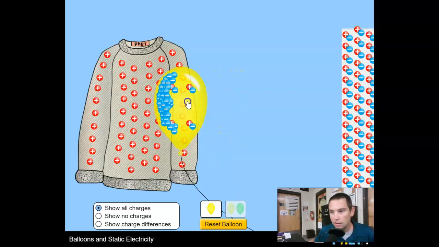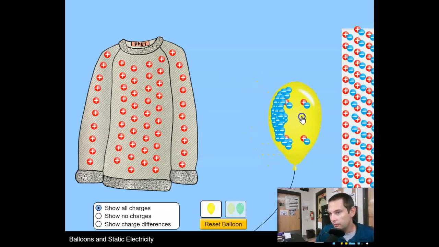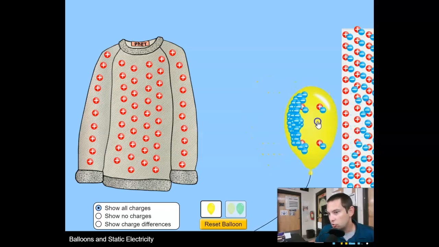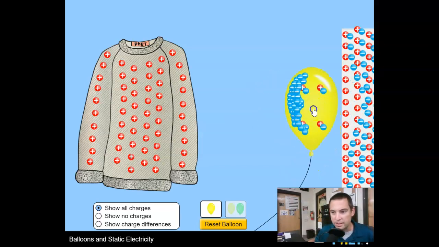If we bring it towards the wall, then the electrons that currently reside in the wall are going to run away because likes repel. So that's going to leave a net charge of positive on the wall. So we can get the balloon to stick to the wall. Or we can get a pencil to stick to the wall. Or we can get whatever to stick to the wall. Anything that's holding a net negative charge will stick to that wall.